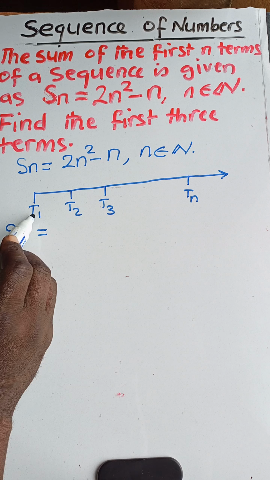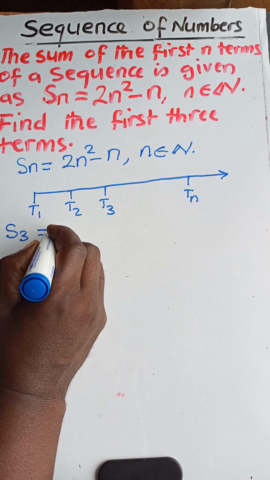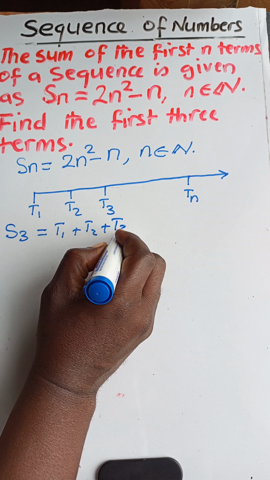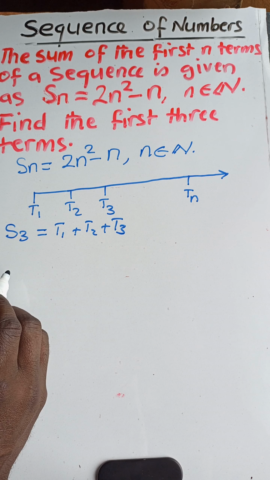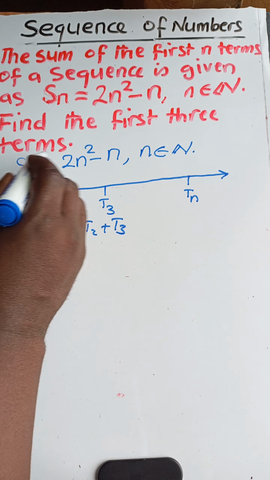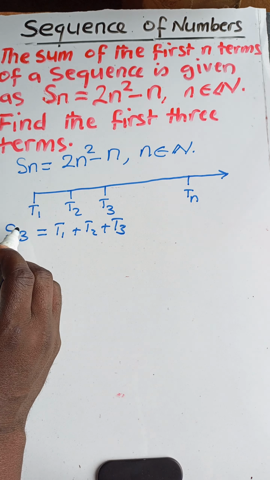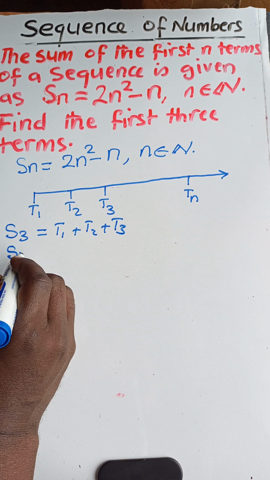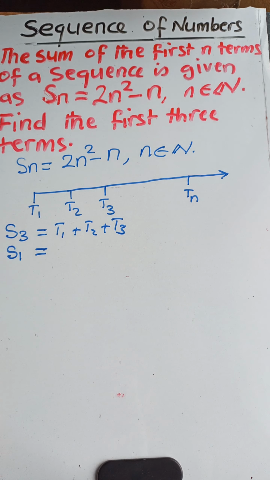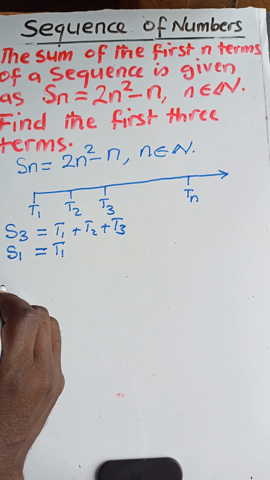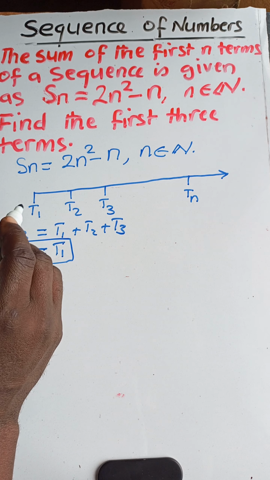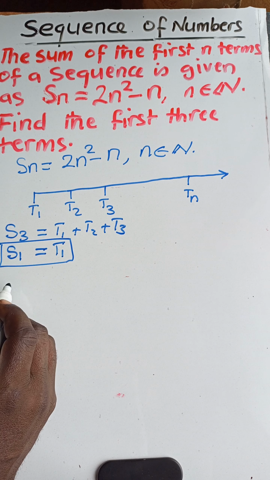Which are the first three terms? The first term, second term, third term. So it will be first term plus second term plus third term. Now, we are asked to find the first three terms when we are given the formula for the sum of any number of terms. We should also know that S1 means the sum of the first term. The first term is already only one term. Sum of one term simply means the same term. This is a starting point.